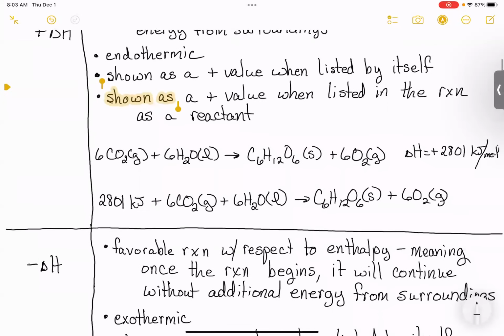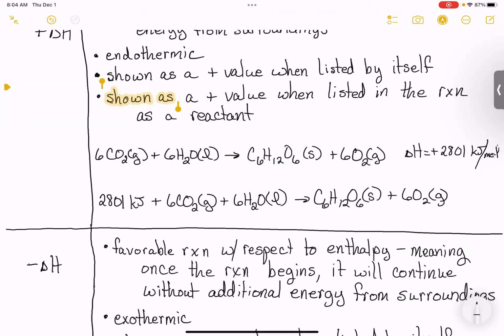Now, we can also have a negative enthalpy. When you have a negative enthalpy, that is considered to be a favorable process with respect to enthalpy. It is favorable, and what that truly means is once you get the reaction started, it's going to occur. You don't have to keep adding energy to make it happen. Once you get it started, the reaction will occur. Now, if you have a negative enthalpy, that means that the process is considered an exothermic reaction.